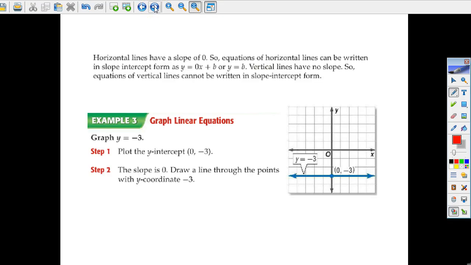Alright, welcome back. Horizontal lines have a slope of 0. So when you have a line or graph that goes sideways, the slope is automatically 0. Equations of horizontal lines can be written in slope-intercept form as, since the slope is 0, you only have your y. So y equals a number, b. Here your slope is 0, but it's going through negative 3, so your equation is y equals negative 3.